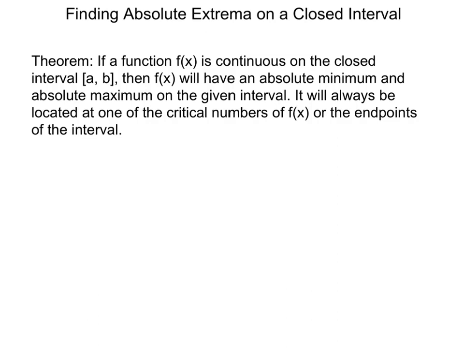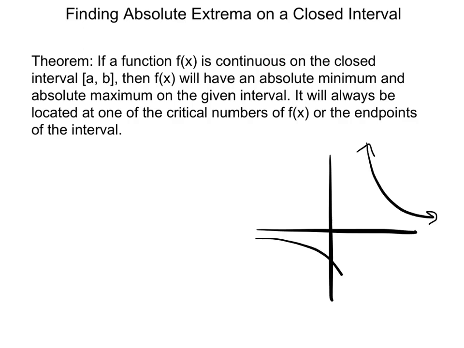And the theorem is this: if you've got a function that's continuous on a closed interval from a to b, and by the way, the reason it has to be continuous is that if it's not continuous, it might have an asymptote. And if you've got a graph that has a vertical asymptote in the middle of it, any chance of finding an absolute max or an absolute min is gone, because the graph can go up forever and the graph can go down forever. So we need the function to be continuous.